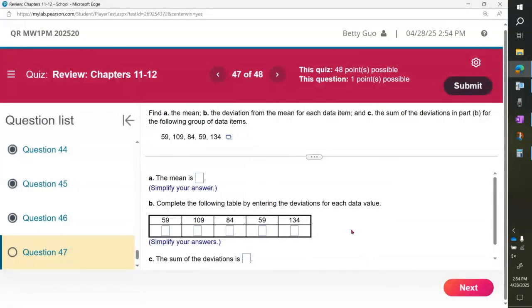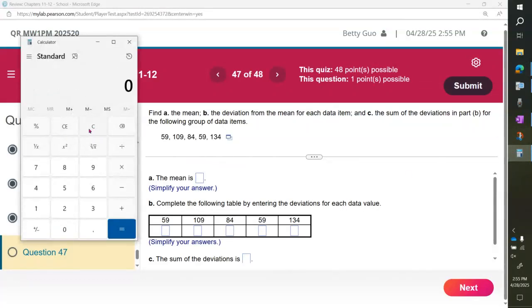And question number 47. What's this about? Find the mean and complete the following. Oh, okay. Deviations. All right. The mean. What's the mean? How many values? 1, 2, 3, 4, 5. 5 values. We're going to add the 5 values together and divide by 5.